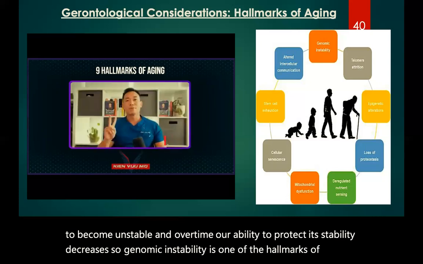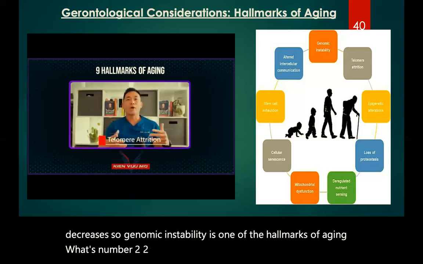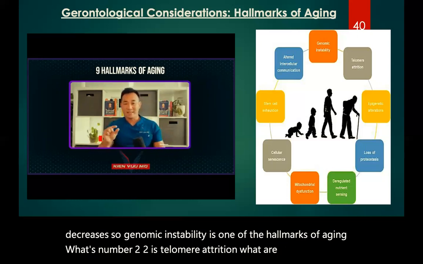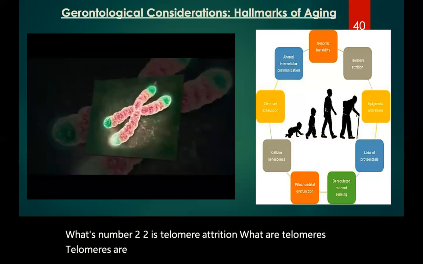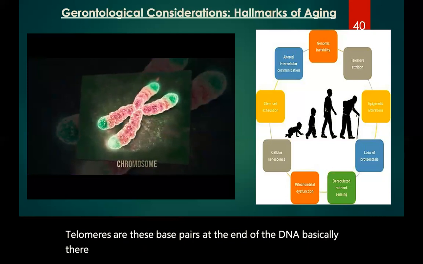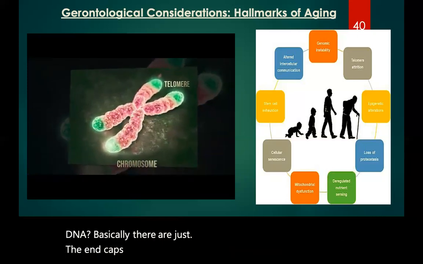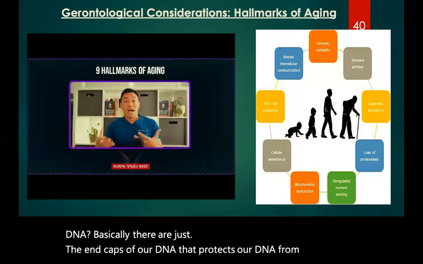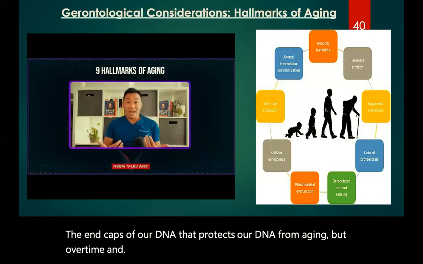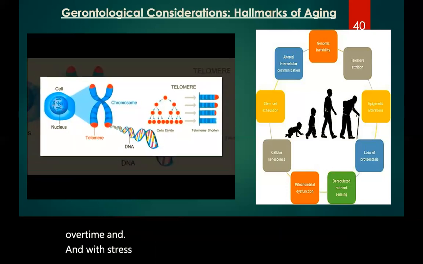What's number 2? Number 2 is telomere attrition. What are telomeres? Telomeres are these base pairs at the end of the DNA. Basically, they're just the end caps of our DNA that protects our DNA from aging. But over time and with stress, these telomeres get shorter and shorter and shorter.